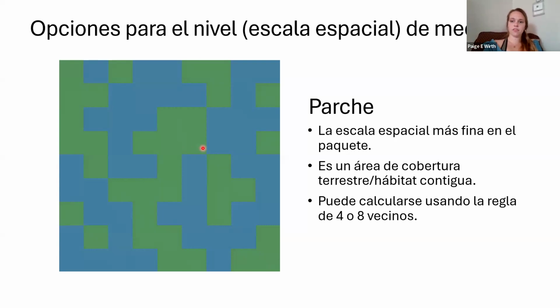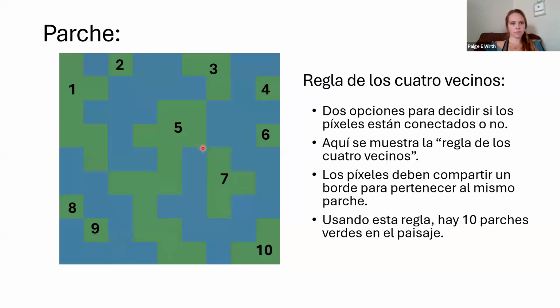One important thing to note is that the exact number of patches that's present on a given landscape is dependent on how you want to determine how 2 pixels are connected. The first option is to use the 4-neighbor rule. So to be in the same patch, 2 pixels must share the same edge. So like here or this. And if we use this rule, that means that there are 10 separate green patches across the landscape.